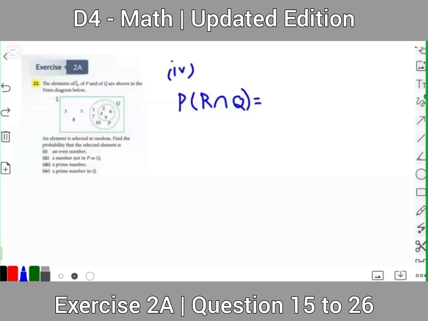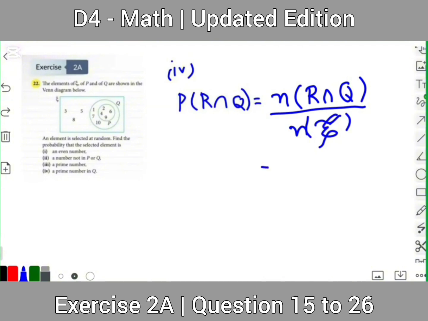Part 4, a prime number. We have to find the probability that the selected element is a prime number in Q. So for this, we have to find out the probability of R intersection Q, the number of elements in the R intersection Q divided by the number of elements in the set eta. Since we can see that the number of elements in the R intersection Q is 2, and the number of elements in the set eta is 10, it will be simplified to 1/5. So the probability for the R intersection Q is equal to 1/5.